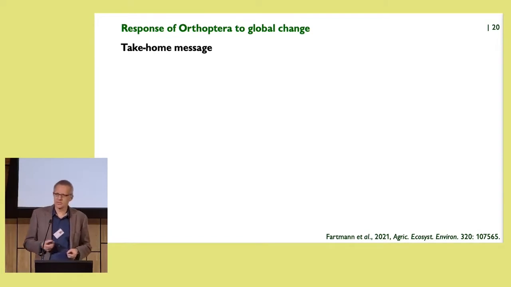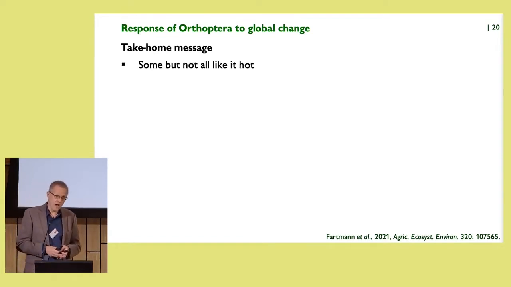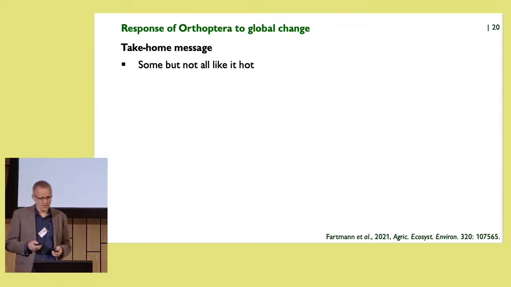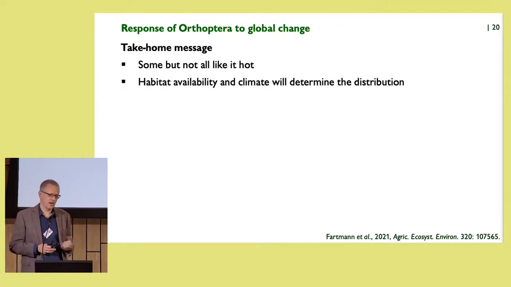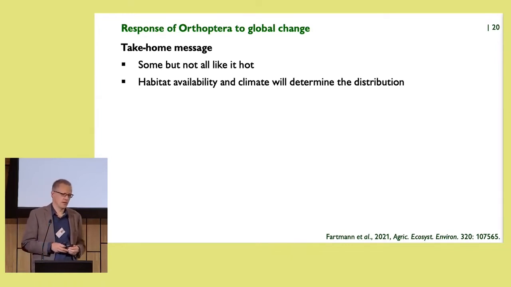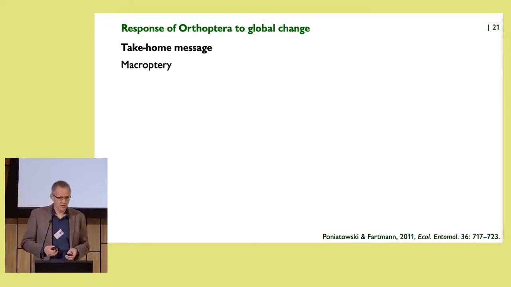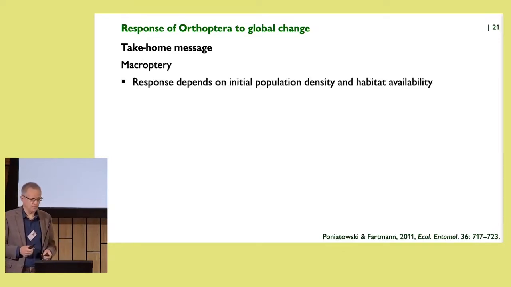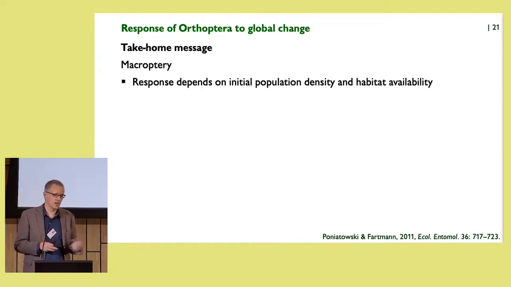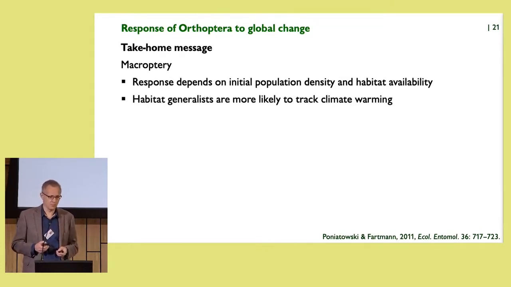Let's come to the take-home messages. Some, but not all, like it hot. And habitat availability and climate will determine the distribution of Orthoptera today already and in future also. These are the two main factors that will determine the distribution of our Orthoptera species. Concerning the macroptery, the response to climate change of the species depends on the initial population density of the species and also again on habitat availability.